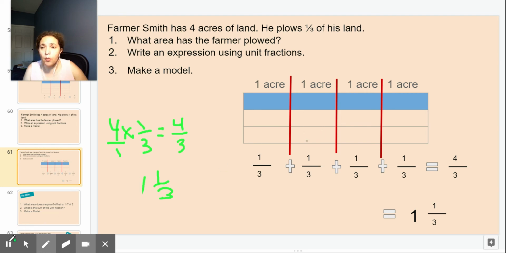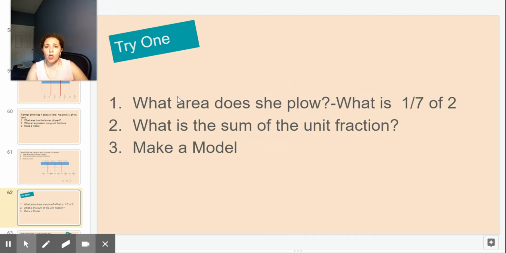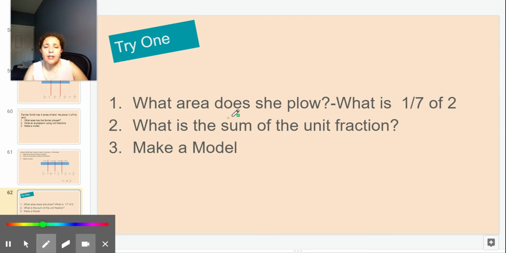Okay, you ready to try one? Okay, so here's one for you to try. What area does she plow? What is 1/7 of 2? What is the sum of the unit fractions and make a model? So just like we've been doing, just like the last two. So what's 1/7 of 2? Do a sum of the unit fractions and make a model, then come back to me.